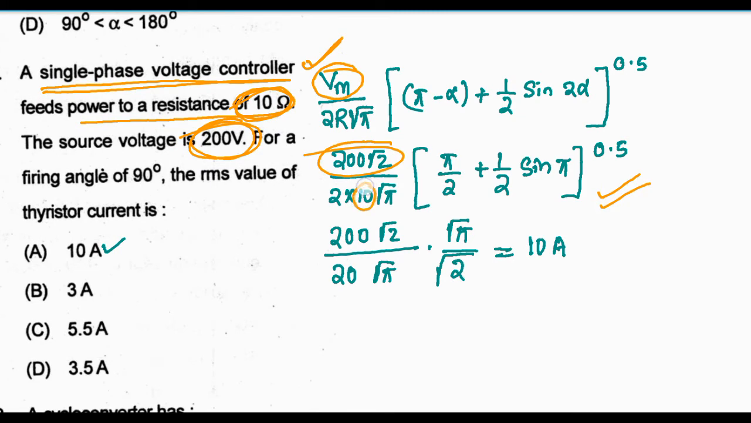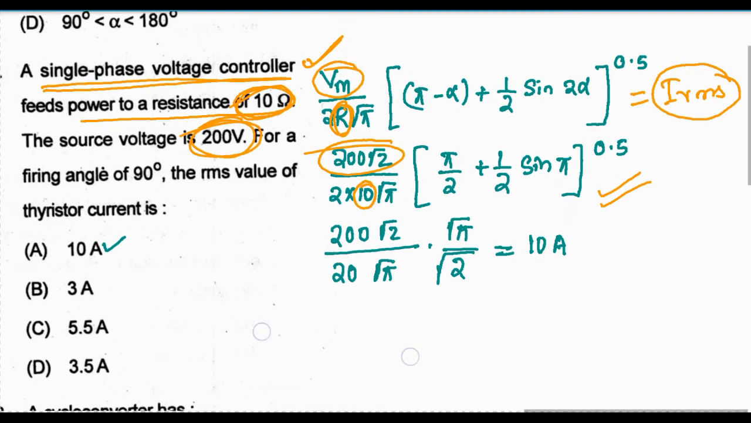Sorry, this one is actually the RMS current. I have explained wrong. This one is the RMS current because R is present here. If we eliminate that R, it will be only the RMS output voltage. So here the answer is 10 ampere.